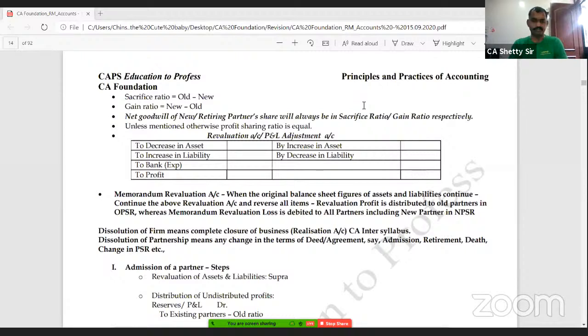Example 2. Goodwill of the firm XYZ. I'm not elaborating, presuming you're understanding; we are in revision class. Goodwill of the firm XYZ, 90 lakh, belongs to all the three. If Z retires, distribute or give his share of 30 lakh.